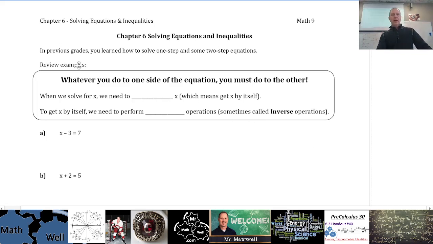So in previous grades, you've learned how to solve one-step and some two-step equations.